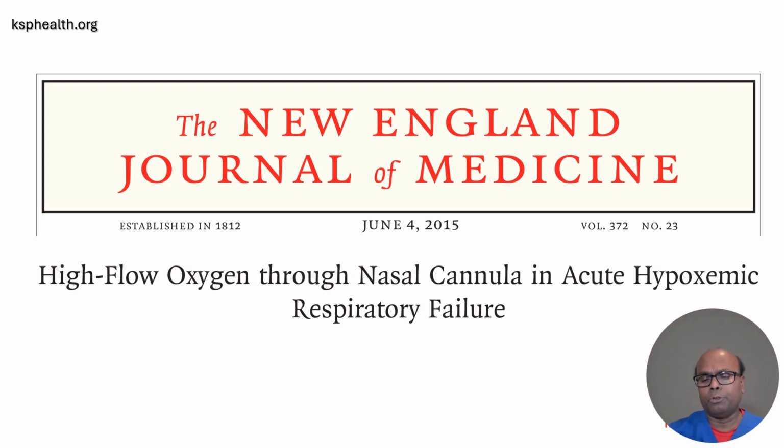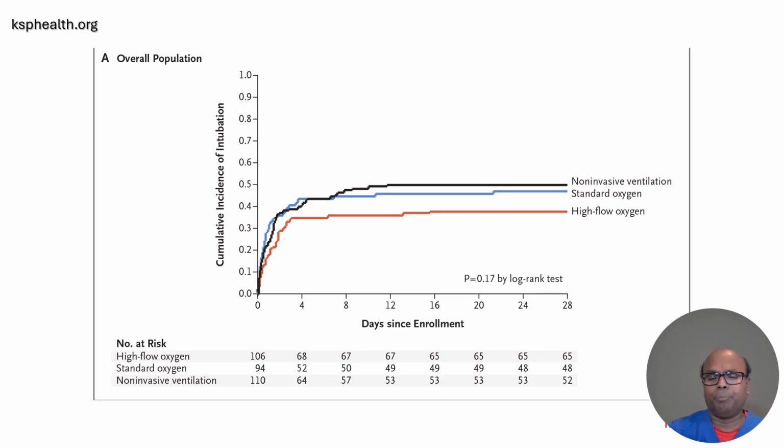This article was published in 2015 in the New England Journal of Medicine. What they compared is high flow versus standard nasal cannula and BiPAP in patients with acute hypoxemic respiratory failure. Let's look at the findings. The cumulative incidence of intubation is lower in high flow compared to non-invasive ventilation, which is the BiPAP they used, and standard oxygen. Even though intubation was decreased with high flow, it was not statistically different.